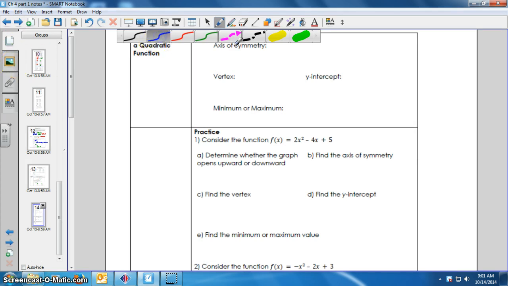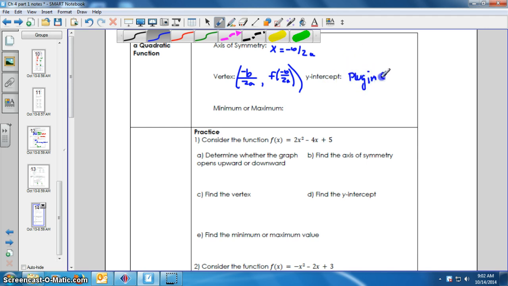So to find that axis of symmetry, x is equal to negative b over 2a. To find the vertex, we use negative b over 2a to find the x, and then we plug that into the function. So f of negative b over 2a. Whatever you get for that negative b over 2a, you plug it into the function to get your y value. And then the y-intercept, that's when we plug in 0 for x.